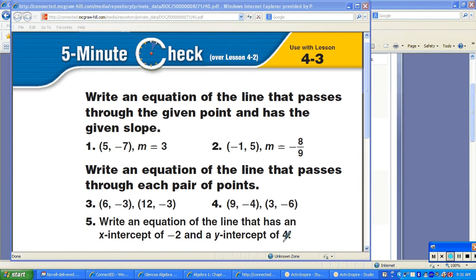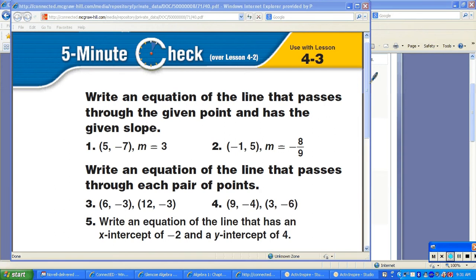All right, welcome everyone. We are starting on the next lesson, which is writing equations in point slope form, or writing equations with a point and a slope and then 2 points. So what we're going to do is you see on your screen, you see a 5-minute check. So I want you to take a few minutes and I want you to do that. You just need to pause the podcast and go ahead and work out those 5 problems there.